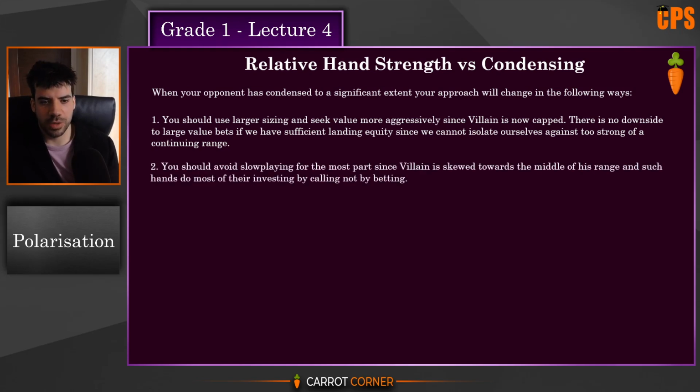So you should avoid slow playing for the most part when villain is very condensed, because villain is skewed towards the middle of his range, and such hands do most of their investing by calling, don't they, not betting. If you imagine your opponent having a hand like second pair, and I asked you what's the best way of getting money from second pair, should you bet or should you check? Well, trying to trap someone when they have second pair and you have top pair doesn't really make any sense, because second pair can only make very minimal betting investments. Maybe it can block bet on the river for 33% pot or something, or 25% pot, but it's very unlikely to just start bombing. If you're against an opponent who starts bombing with second pair, then you're against a very bad poker player, and that's just a world of its own.